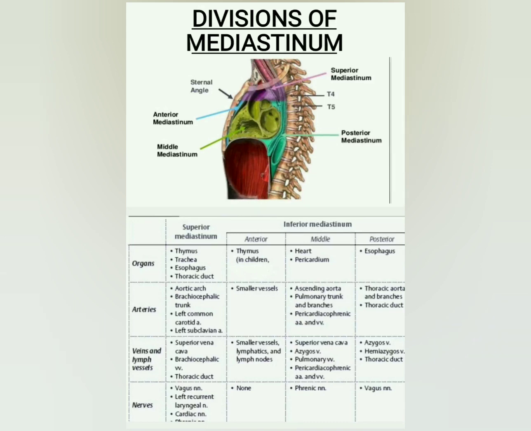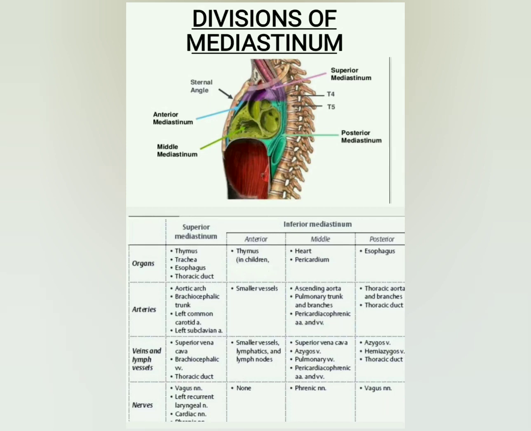In the anterior mediastinum, we have the thymus, which is just in case of children, and smaller vessels. In middle mediastinum, we have the heart and the pericardium. We have the ascending aorta, pulmonary trunk and its branches, and the pericardiophrenic artery and the veins. We also have the superior vena cava, azygos vein, pulmonary vein, and the phrenic nerve.